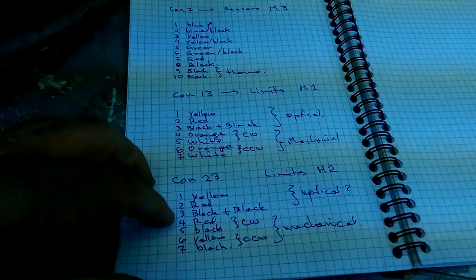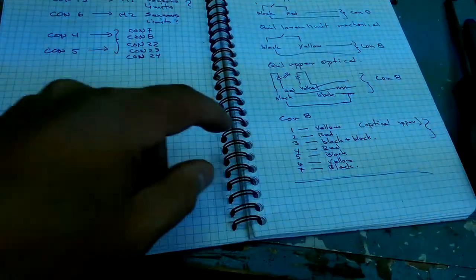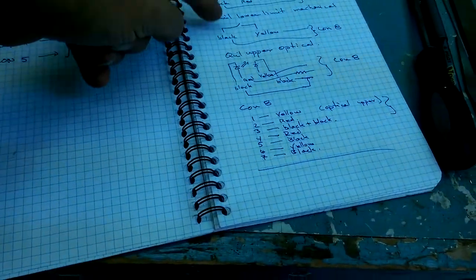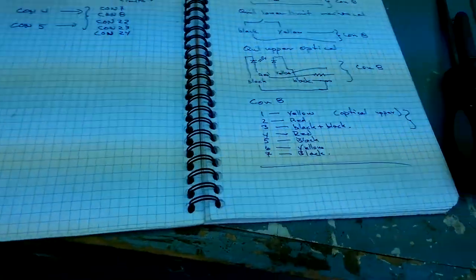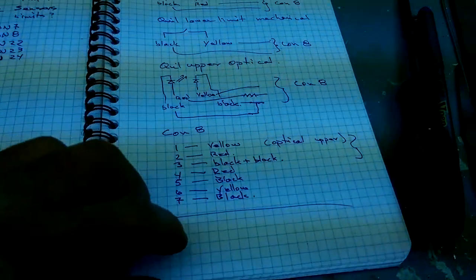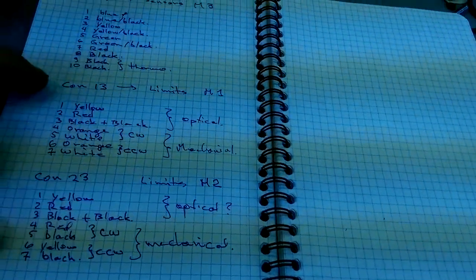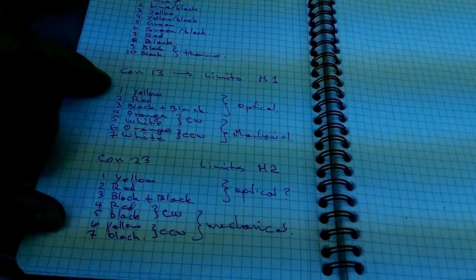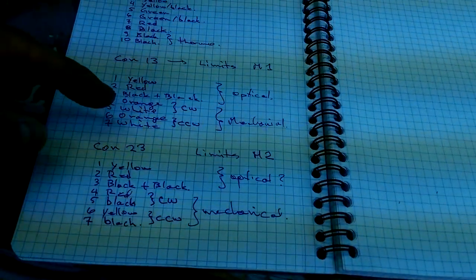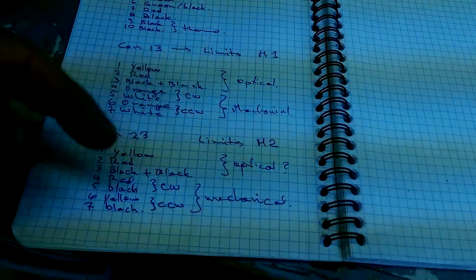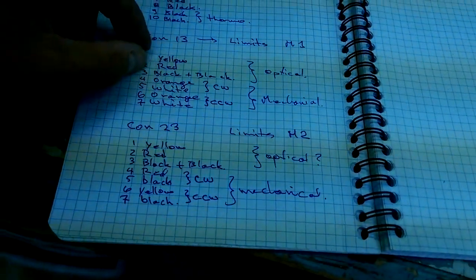Connector 23, connector 13, and connector 8 are all wired very similarly. They are the limit switch connectors. So there is very good consistency: clockwise, counterclockwise, clockwise, counterclockwise, and then there's the optical encoder.